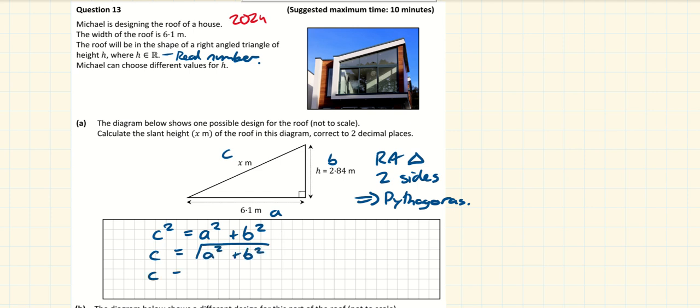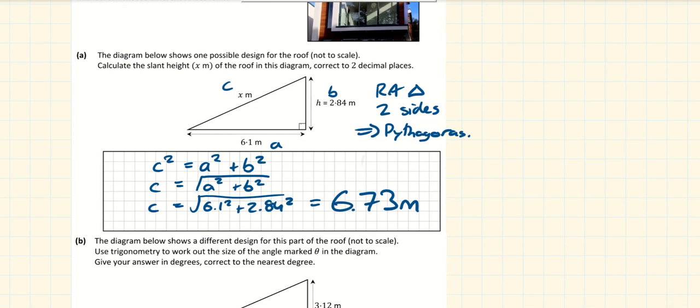So in this case, c will be equal to the square root of 6.1 squared plus 2.84 squared. And what we get then as our answer for that is 6.73 meters, 2 decimal places. So usually these trigonometry questions start off with a Pythagoras part.